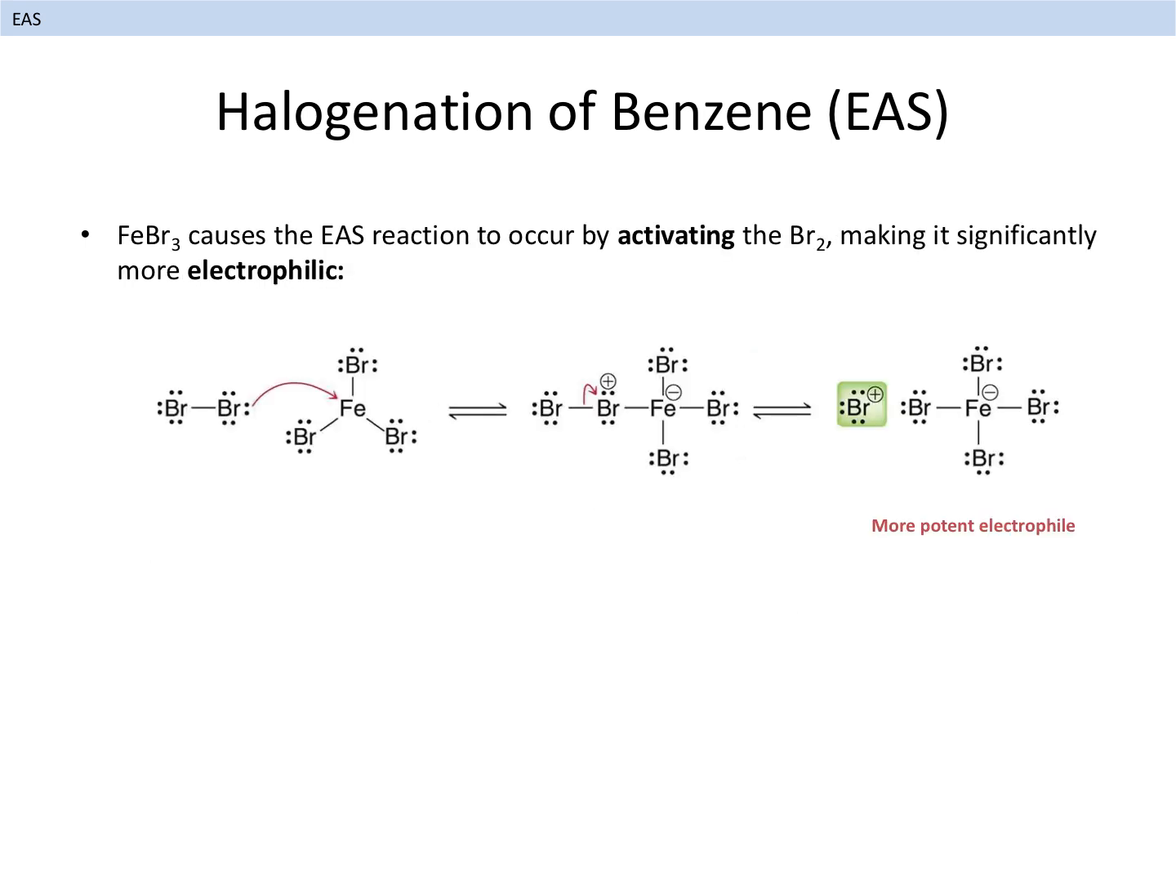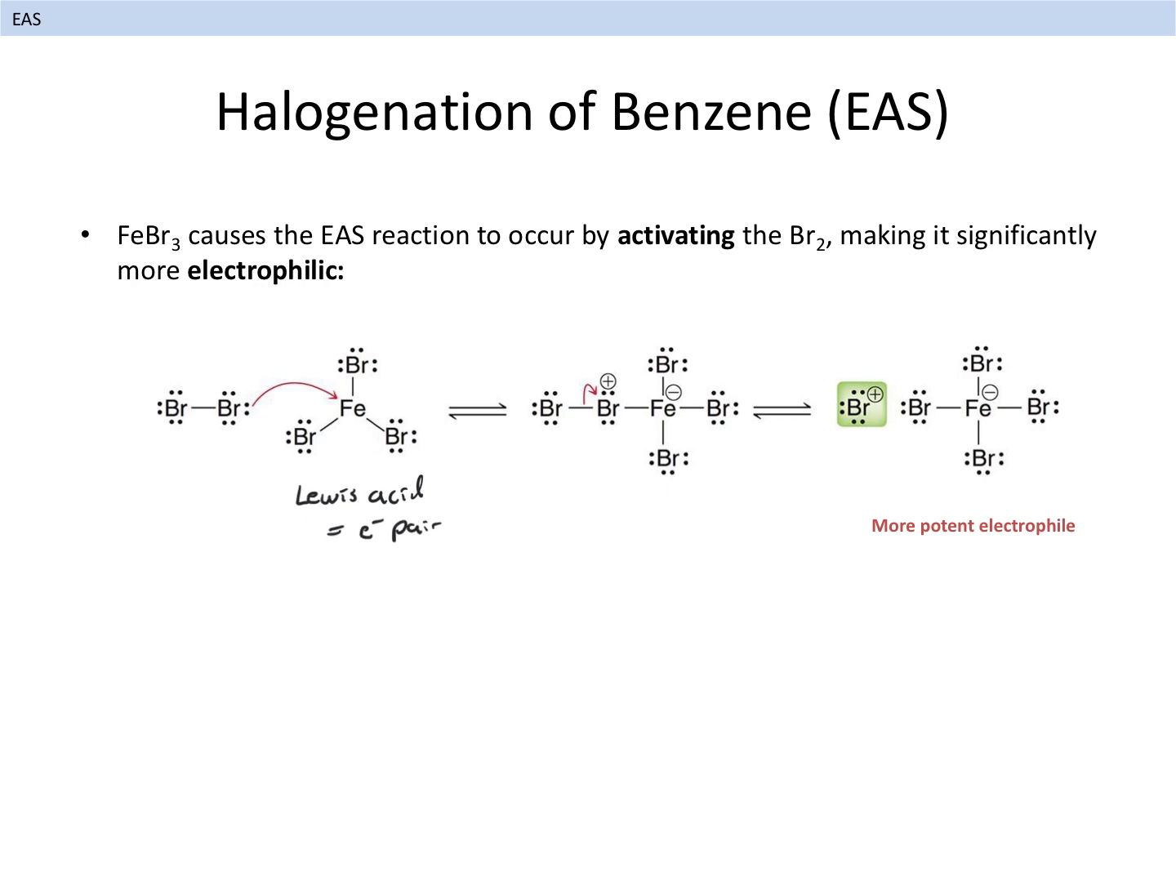Let's take a look at how iron tribromide generates an electrophile strong enough to break the aromatic stabilization in benzene. As we discussed earlier, bromine on its own is not a strong enough electrophile to react with benzene. However, when iron tribromide is present, it interacts with bromine molecules by acting as an electron pair acceptor, also known as a Lewis acid. You can see the mechanism of this activation process in the scheme below.